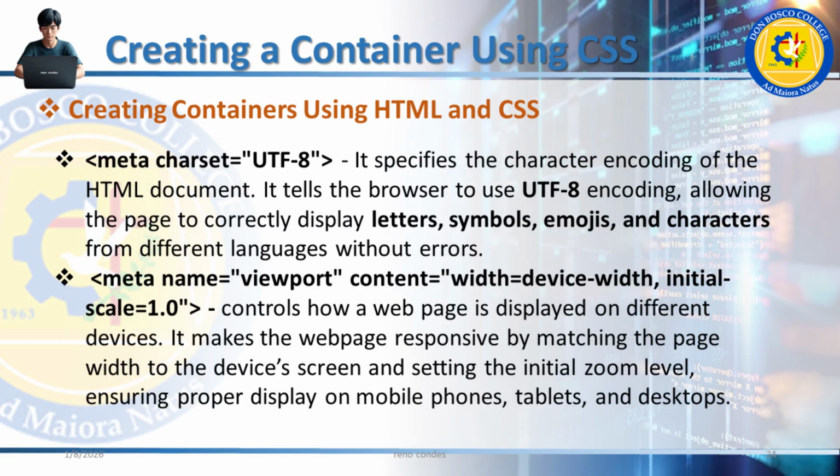The meta charset="UTF-8" tag specifies the character encoding of the HTML document. It tells the browser to use UTF-8 encoding, allowing the page to correctly display letters, symbols, emojis, and characters from different languages without errors. The meta name="viewport" content="width=device-width, initial-scale=1.0" tag controls how a web page is displayed on different devices. It makes the web page responsive by matching the page width to the device's screen and setting the initial zoom level, ensuring proper display on mobile phones, tablets, and desktops.